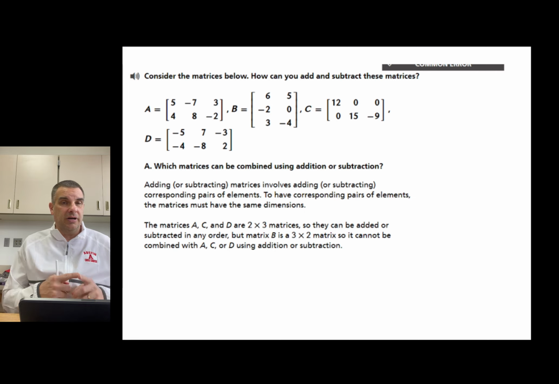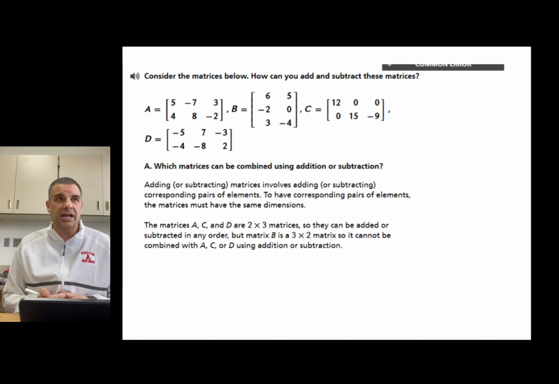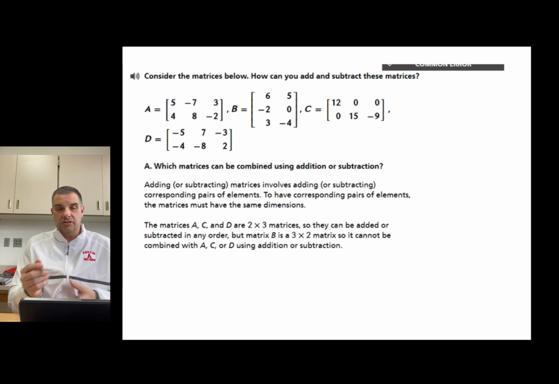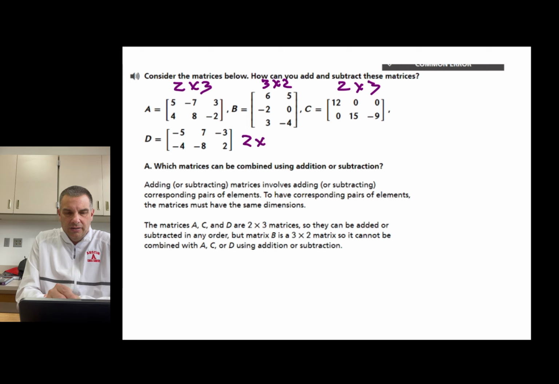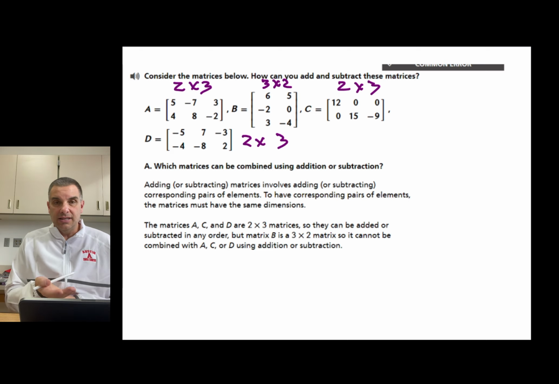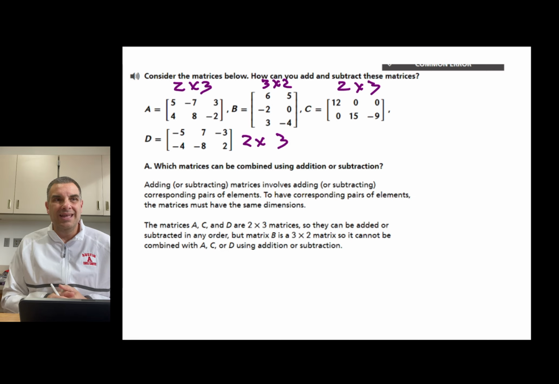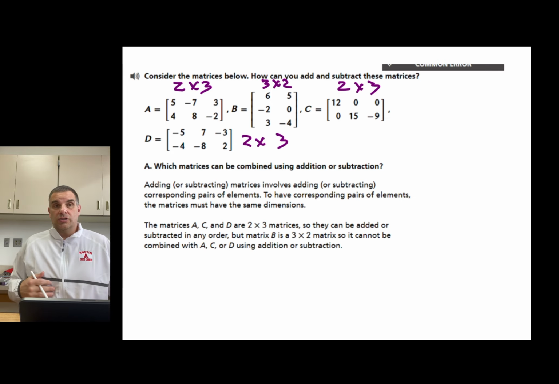Okay, so again, I talked about it earlier. In order to add or subtract matrices, they have to be exactly the same dimensions. So if we look at the dimensions, this one is 2 by 3. This one is 3 by 2. This one is 2 by 3. And this one is 2 by 3. So we could add or subtract A, C, and D. We could not do anything with B with any of these matrices right now. They have to have exactly the same dimensions in order for us to add or subtract them.